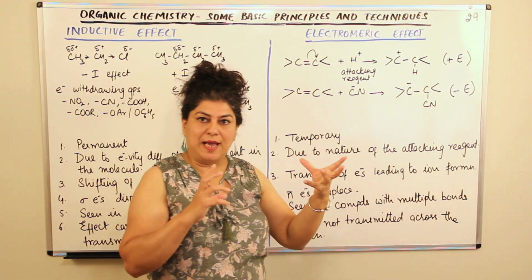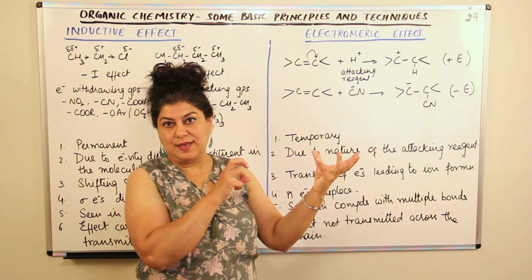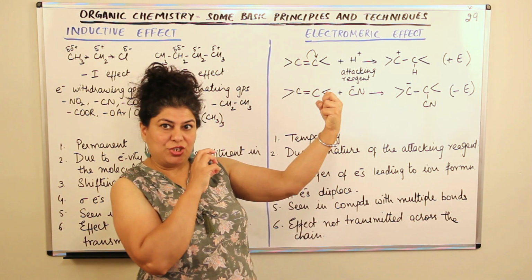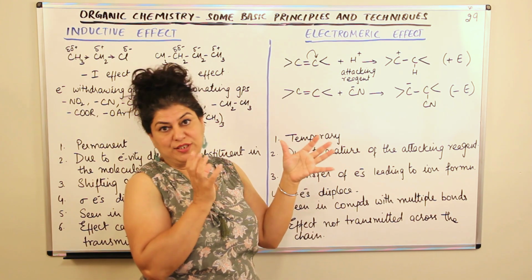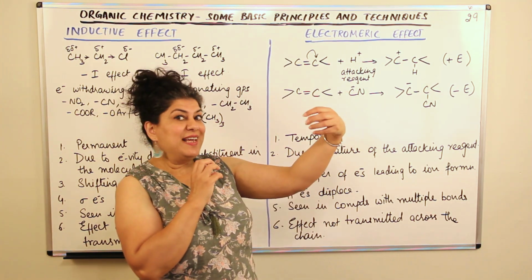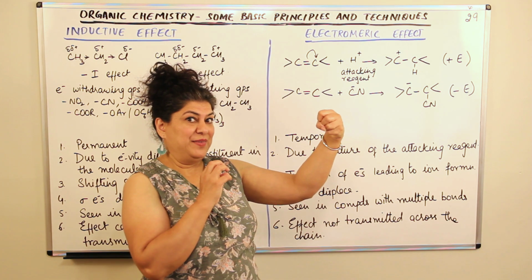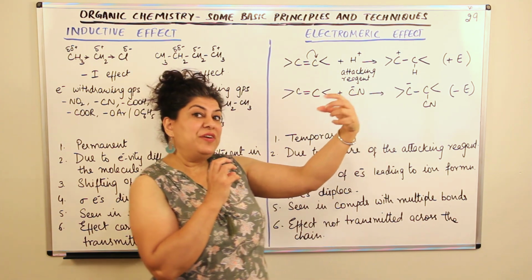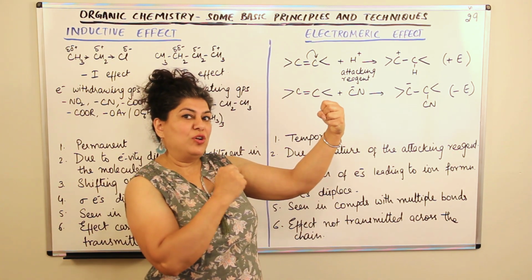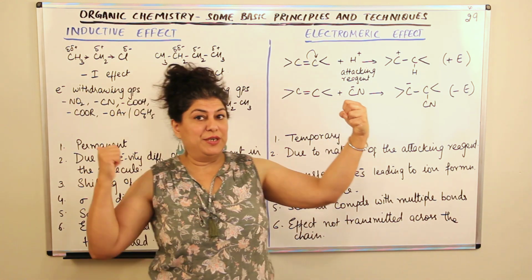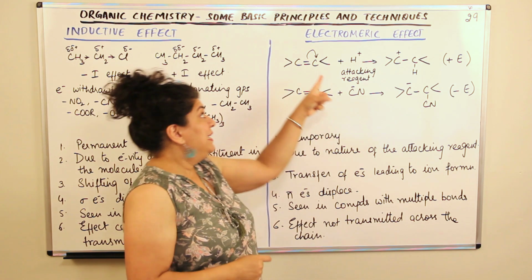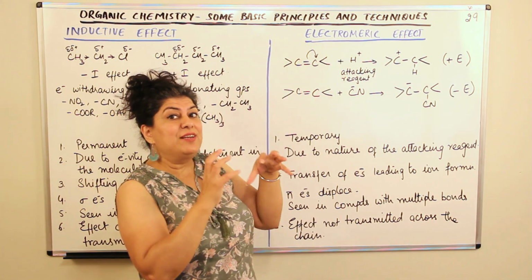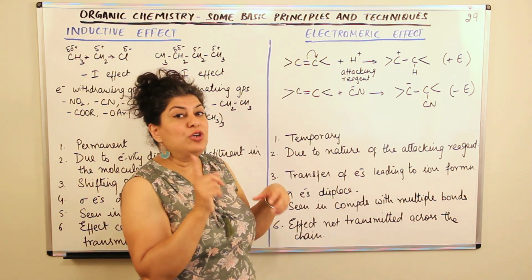Now the same thing is happening, displacement of electrons is occurring. If the attacking reagent comes and attaches itself to one of the atoms of the carbon chain of the substrate, so if the attacking reagent is negative, the electrons, now there is one difference here. Here we saw the electrons were of the sigma bond, but in electromeric effect, the electrons that move are not of the sigma bond.